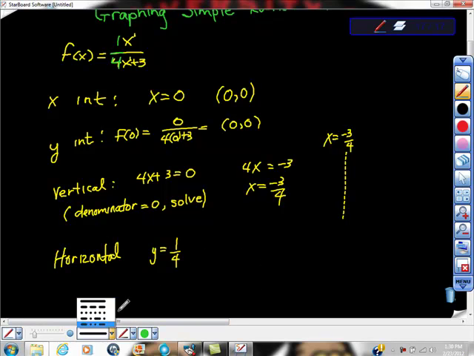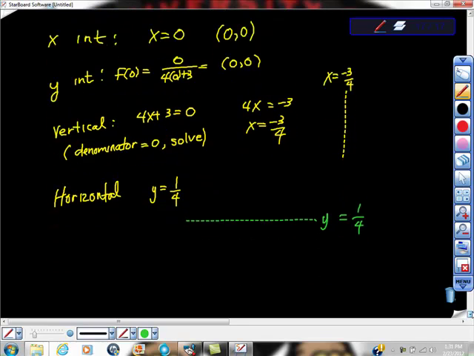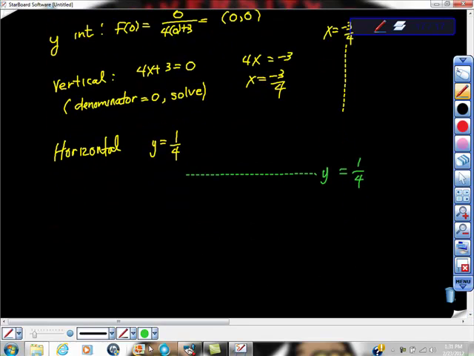And what does this look like? What does the line look like? It goes from left to right. It's horizontal. Good job. And we'll label that on our graph: y is equal to 1/4. We have enough pieces, don't we? Set up our Cartesian plane.